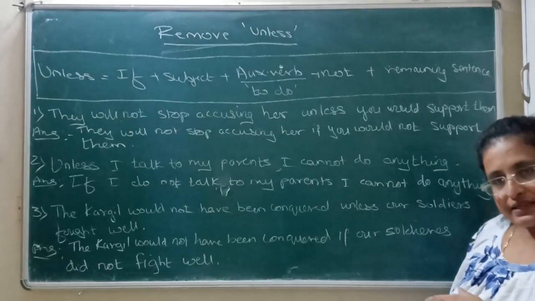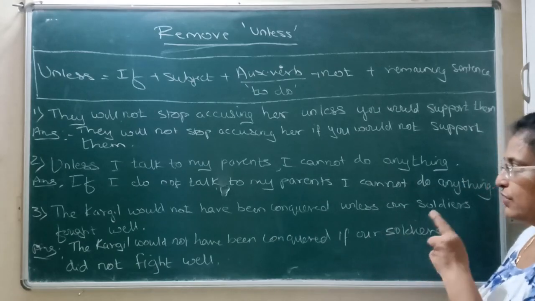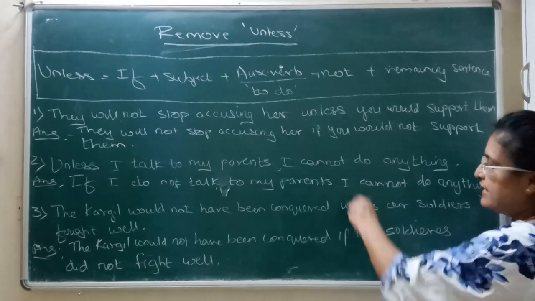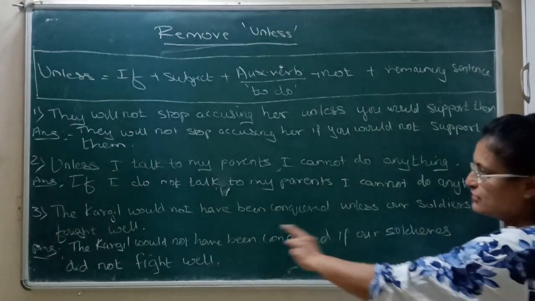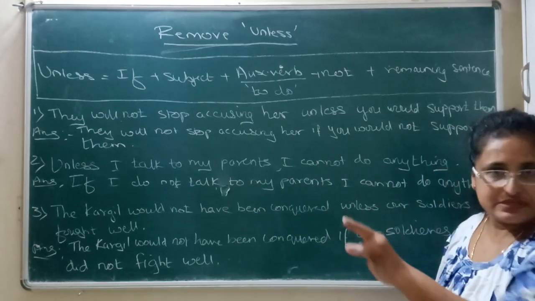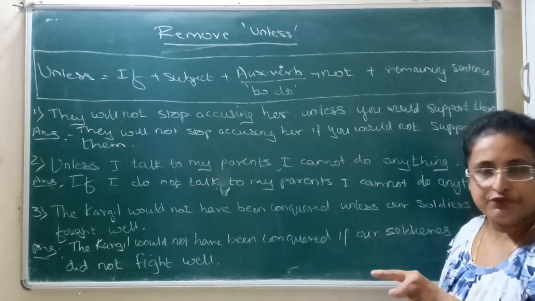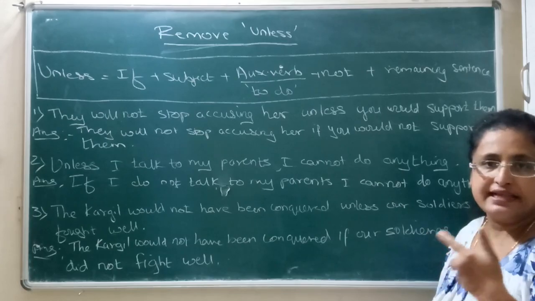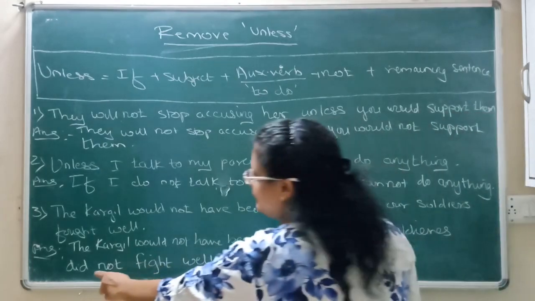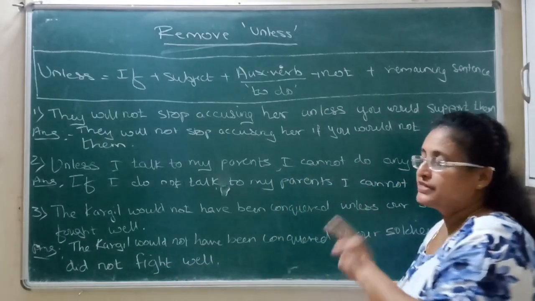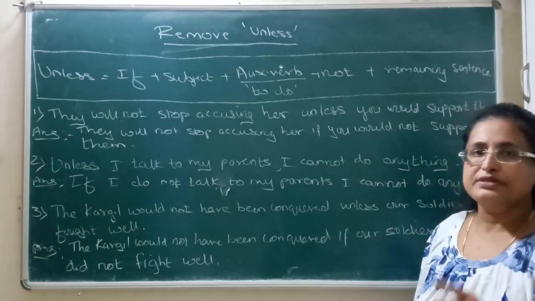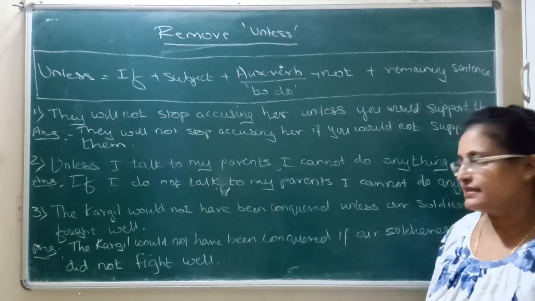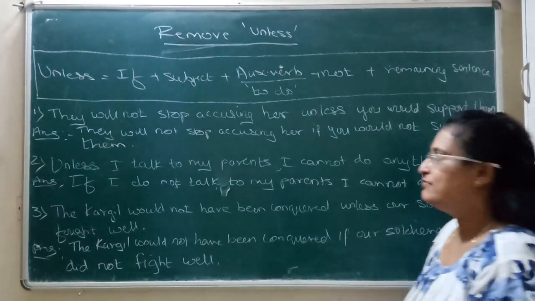Understood, children, how to do exactly this one? See, the Kargil would not have been conquered. Apply the rule of unless. That is, if, subject is our soldiers. Fought is a verb. There is no auxiliary verb, so you have to take the help of the to do form. Fought is past form, that is a spelling change form here, so you are taking the help of did. So you are using did not fight well. It cannot be fought well, because whenever you are using do, does and did, you are going to take the help of the root verb itself. So if our soldiers did not fight well.